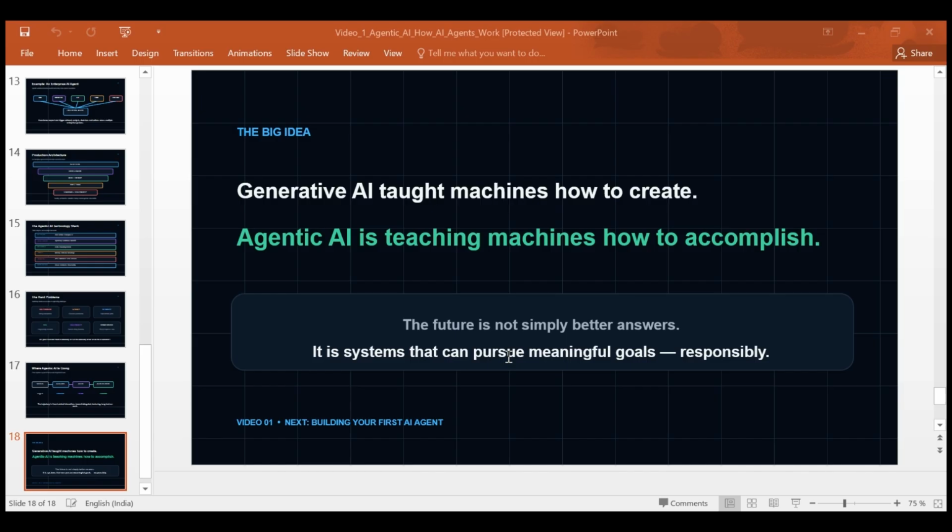That is the conversation we are only beginning to have. And that is why agentic AI is not simply another AI trend. It represents a fundamental shift in how we think about software.